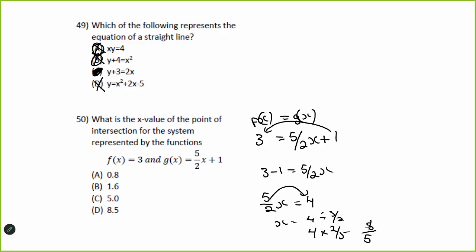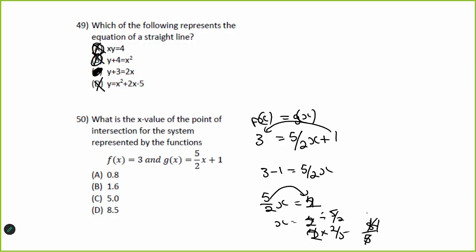Hold on, did I do something wrong? 5 over 2. Alright, if I carry it across, we'll turn to divide by 5 over 2, which 4 2s are 8, 8 over 5. Three minus 1 is 2. Why did I add 3? There's supposed to be 2 here. Right? So 2 2s are 4 over 5.